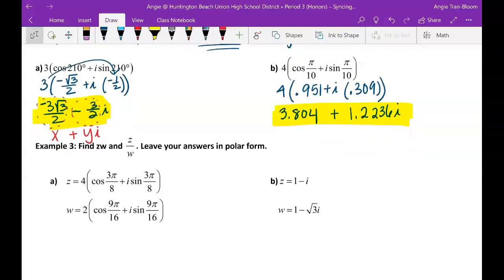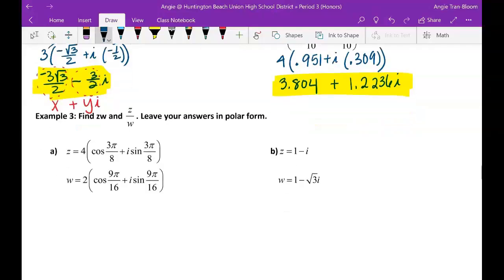Example 3. You're given z and w. Find z multiplied by w and z divided by w. Leave your answers in polar form. So for part A, it's already in polar form, so I don't have to do anything special except that we will multiply first.